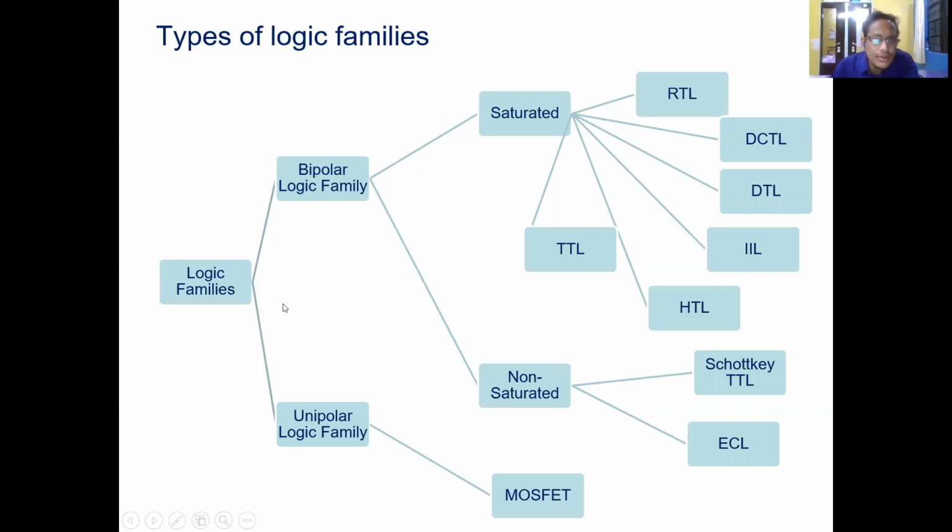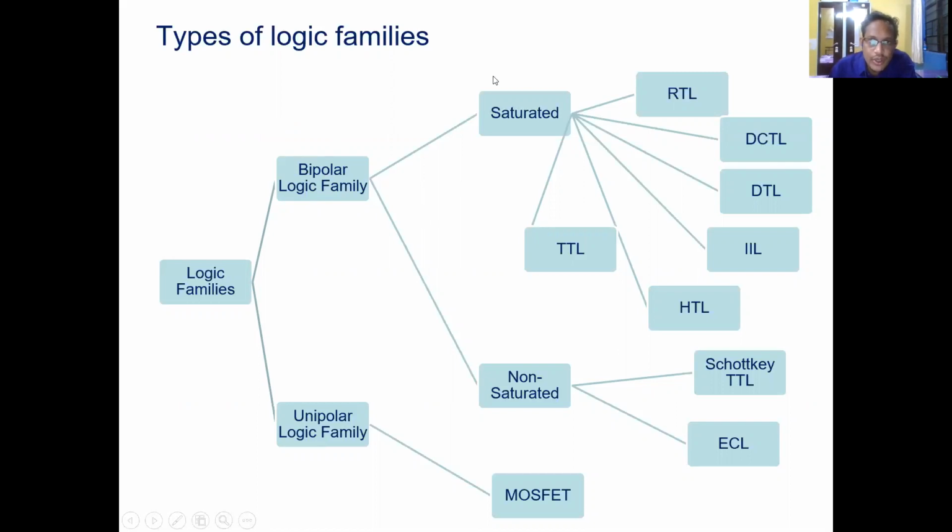There are two types of logic families: the bipolar logic family and the unipolar logic family. Depending upon which type of transistor is used, it is classified accordingly. Meaning that in the bipolar logic family, BJT is used, while in the unipolar, either FET or MOSFET is used. As this is the BJT case, it's called the bipolar logic family. Again, this is classified into two different parts.